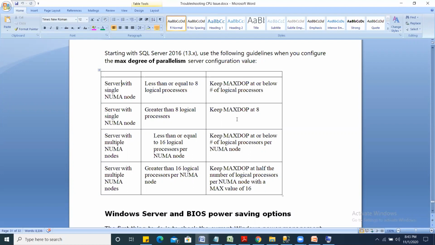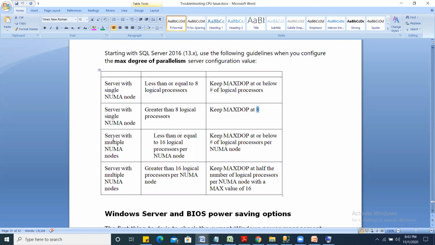Another recommendation is for a server with a single NUMA node and greater than 8 logical processors. First of all, I would say that it's not recommended. But still, if you have a single NUMA node but you have say 16 processors or 12 processors, in that case, you should keep your max DOP value at 8. But again, my recommendation is not to go with 8, start with 4, even if you have 12 or 16.